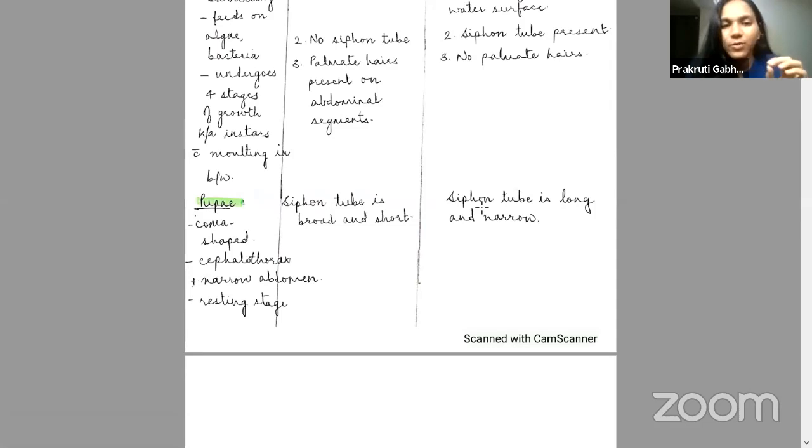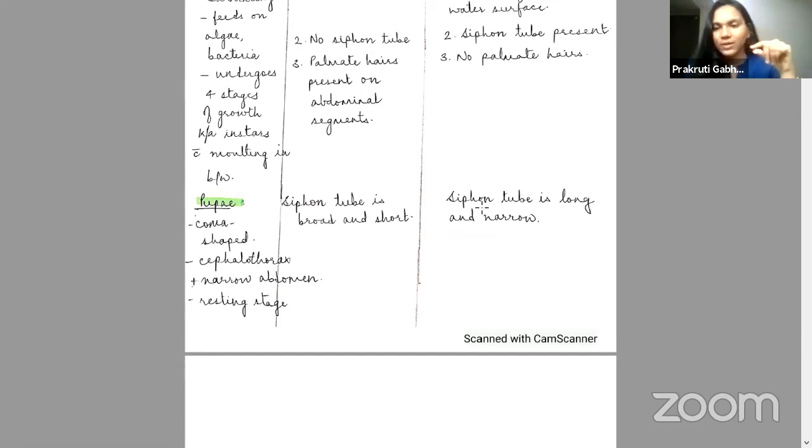So the larvae, in case of Anopheles, they rest parallel to the water surface, whereas in the other tribe, they are suspended with the head downwards at an angle to the surface of the water. Also, the larvae have no siphon tube in Anopheles, and there are palmate hairs present on the abdominal segment. Now, the pupae in case of Anopheles, the siphon tube is broad and short.